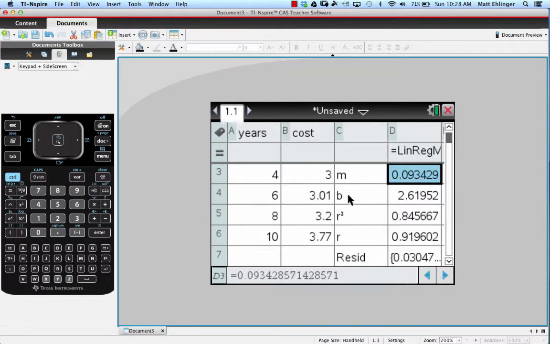M is 0.093429, B is 2.61952, R squared, we'll get to that later, R is 0.9196, so R is about 0.92. Since R is 0.92, that's fairly close to 1. So this is a good regression model. It's not perfect. If it was perfect, R would be 1. We really can't have an R value of 1 unless all the data line up perfectly on the trend line. So that's how we do a simple linear regression on our calculators.